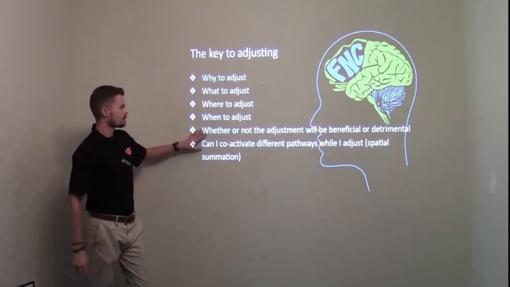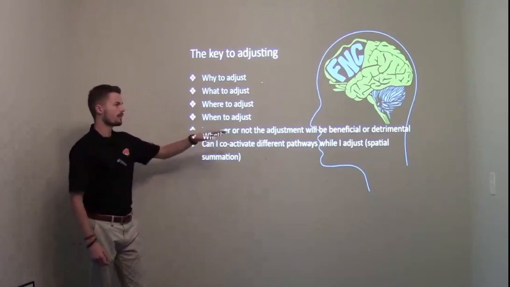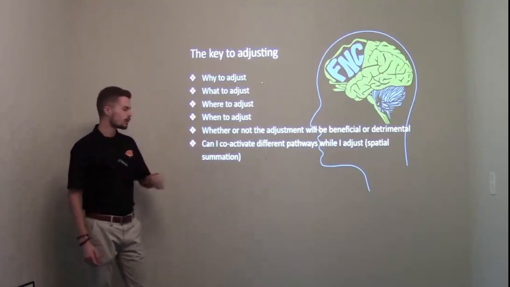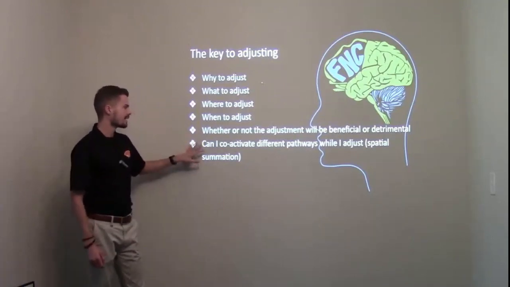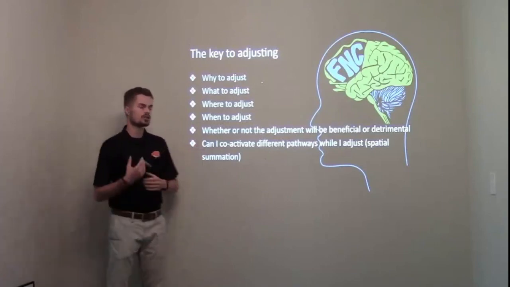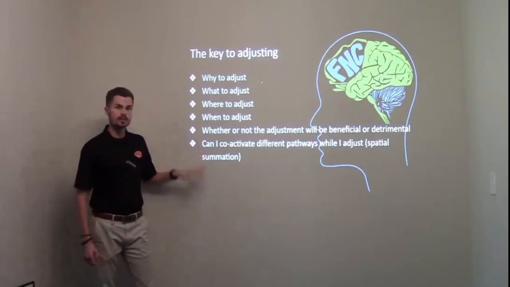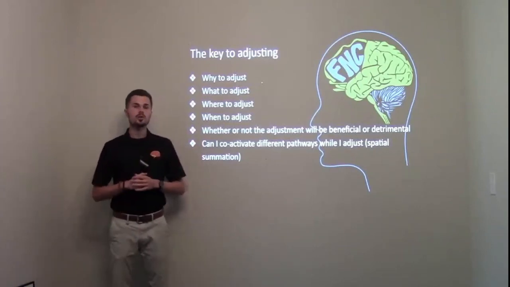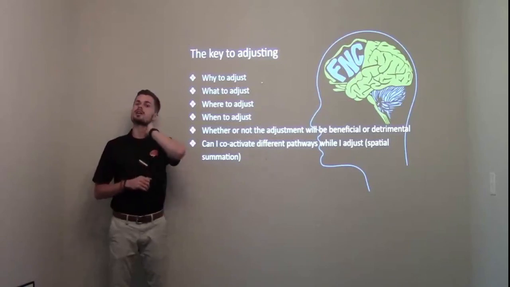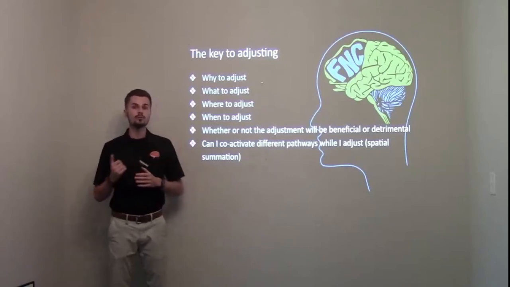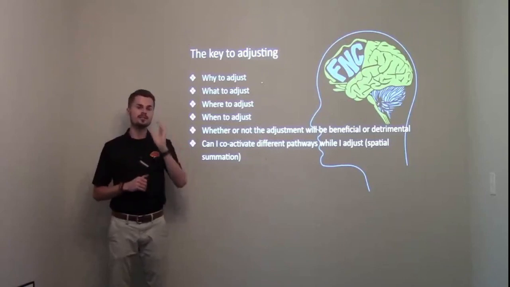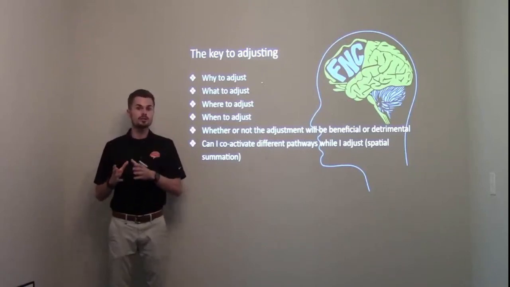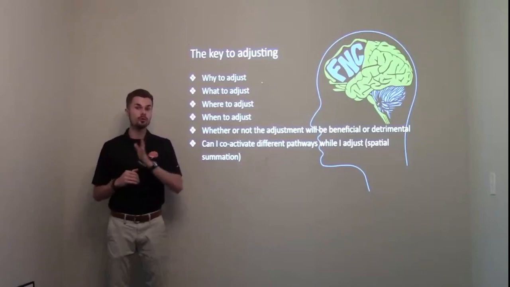You want to know whether that adjustment will be beneficial or detrimental, and also one of the most important things is, can I co-activate different pathways while I adjust? So we talked about spatial summation week 1 and week 2, and so let's say you want to co-activate your adjustment. So you adjust somebody on the left side of the cervicals. Well, now if you want to increase the left cervical activity, which way would you move your eyes? Now think about it. So you would move your eyes up and to the left and down to the right. So you got it right, okay?